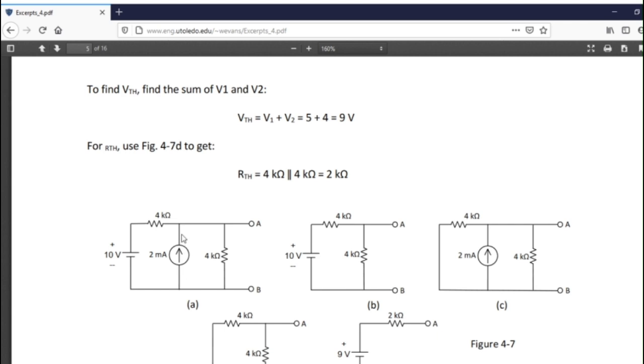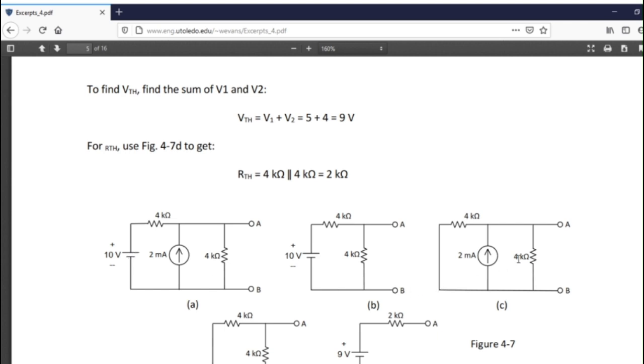So here is the current supply. This is my starting circuit. I remove it. I take it out. It's no longer there. So when I solve for voltage, the current supply is gone. When I solve for current, the voltage supply is not gone, it's shorted. Did everybody see that? So when you take this one out, you open it up and you cut it out and you don't use it. When you take this one out, you short across it.